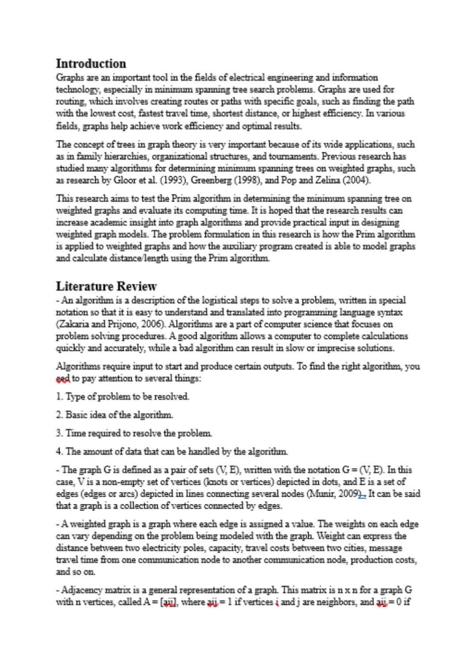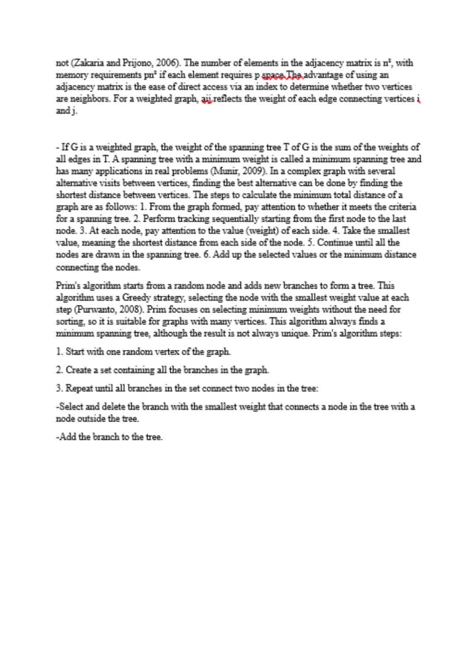Adjacency matrix is a general representation of a graph. This matrix is n x n for a graph G with n vertices, called A equals [a_ij], where a_ij equals 1 if vertices i and j are neighbors, and a_ij equals 0 if not. Zaccaria and Prihono, 2006. The number of elements in the adjacency matrix is n squared, with memory requirements P n squared if each element requires P space.